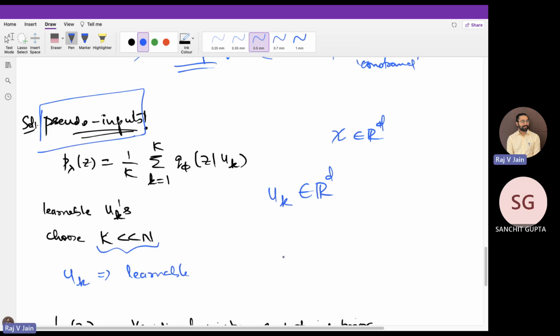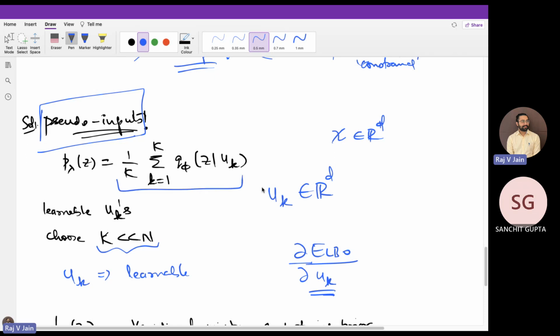So at the end of the day, when you do your ELBO, you need to look at the ELBO, ∂L by ∂u_k, whatever, ∂u_k. That's how you'll update all the u_k's, and you will use that to generate. And again, the way to generate is simple.